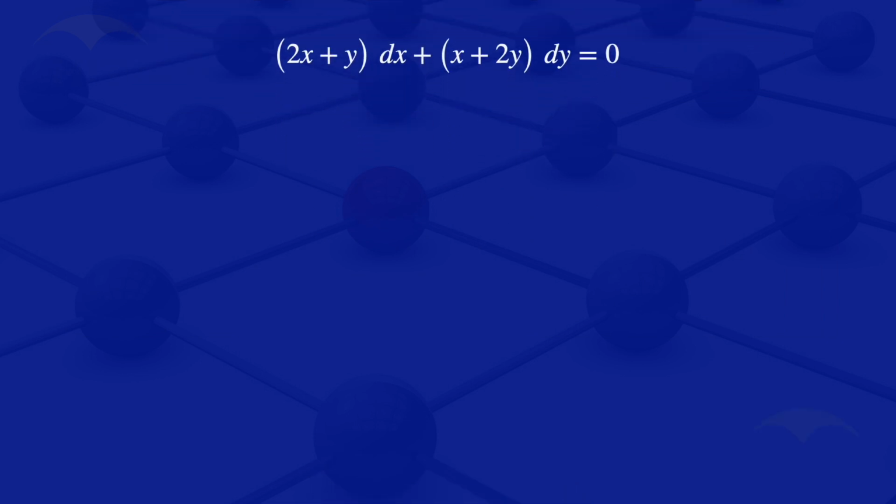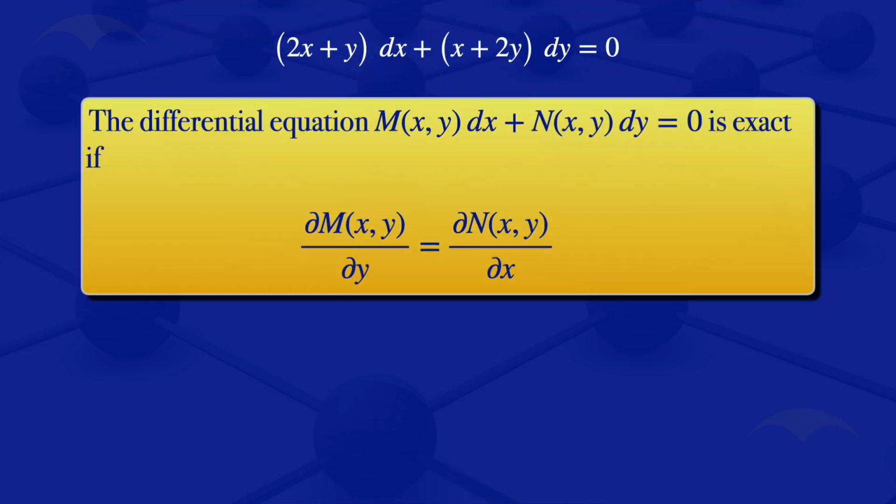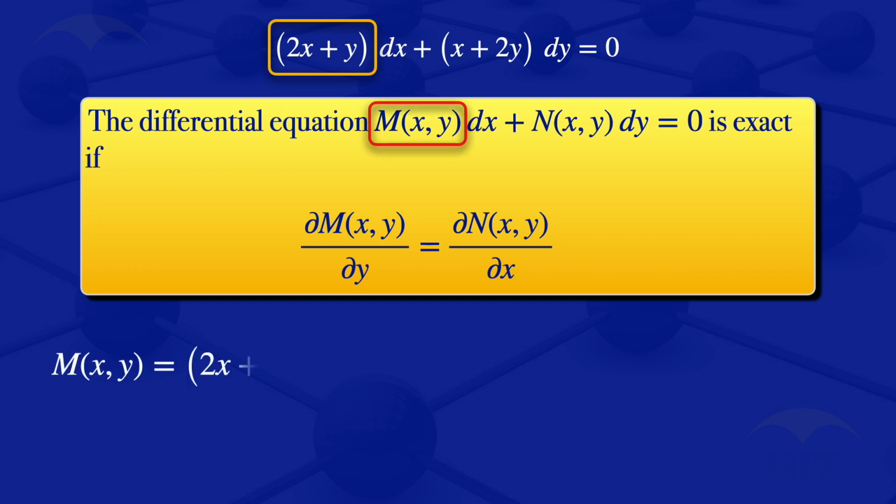A differential equation which is of the form M(x,y) dx + N(x,y) dy = 0 is exact if the partial derivative of M with respect to y is equal to the partial derivative of N with respect to x. In the equation that is given, the coefficient of dx is 2x + y. For this equation, the coefficient of dx is the M(x,y). So by comparison, we see that M(x,y) = 2x + y.